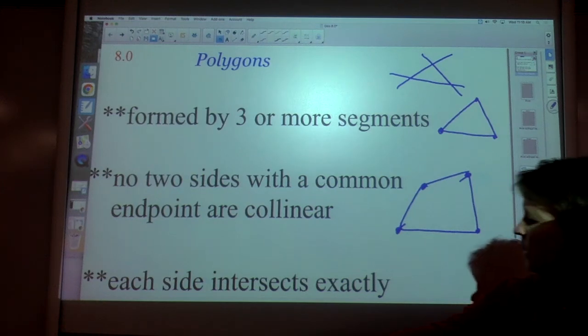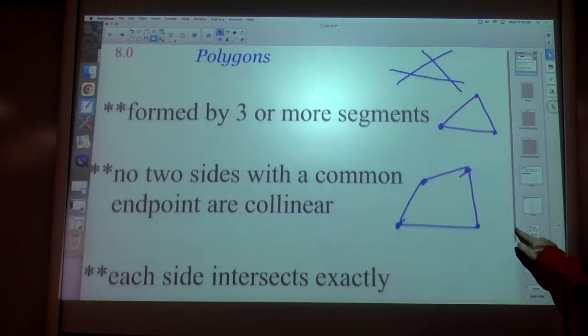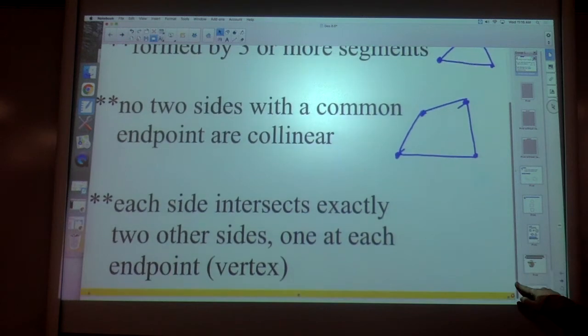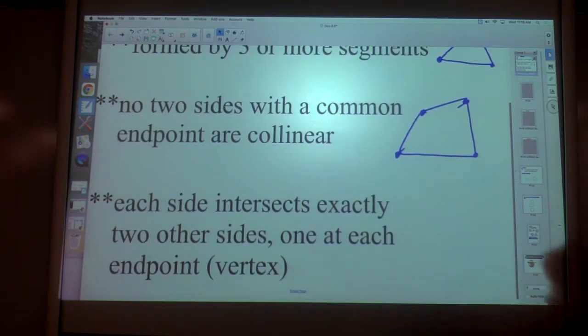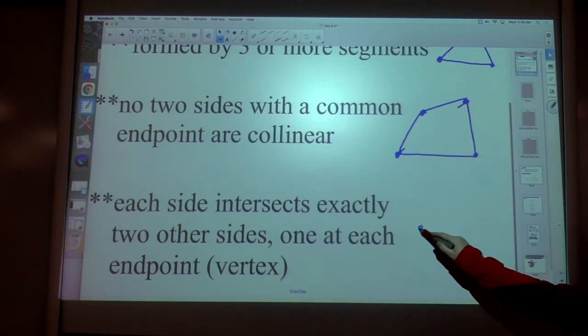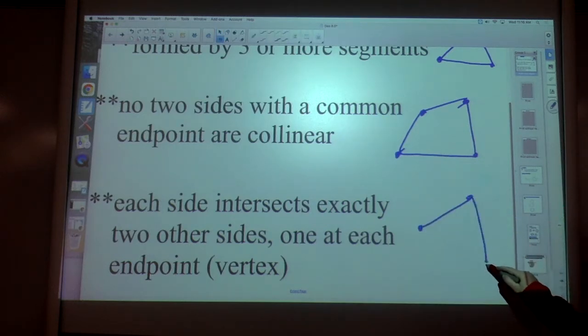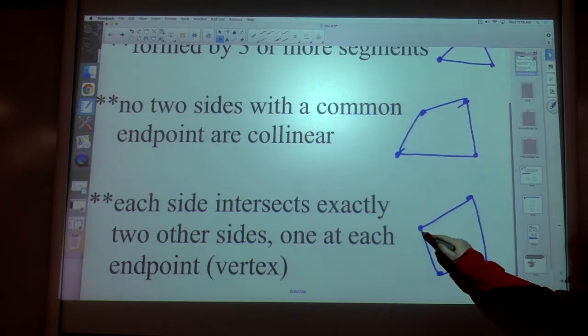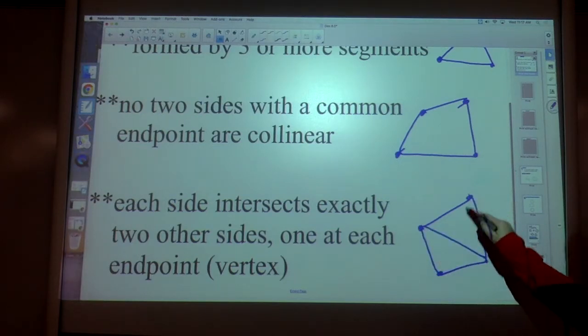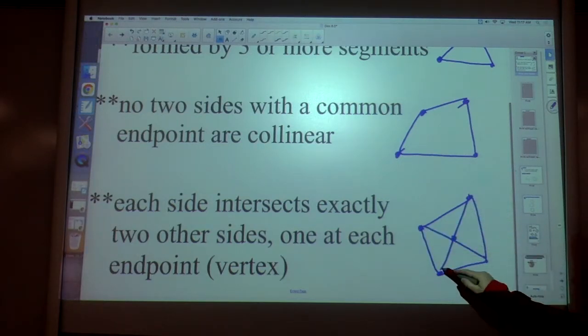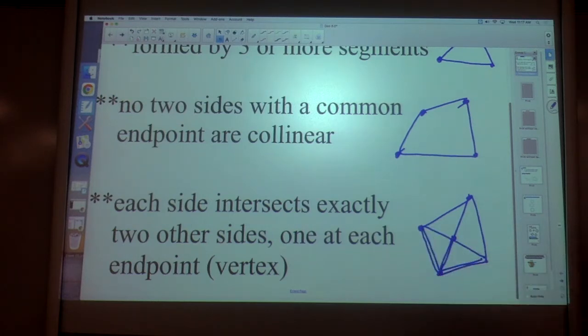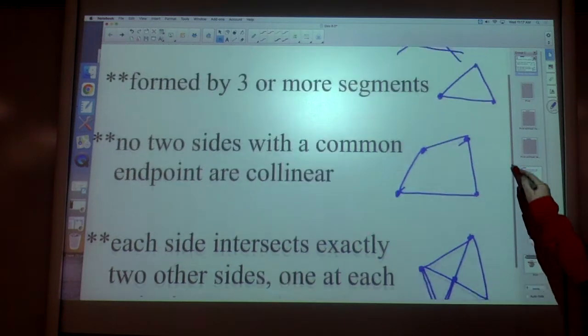And then the third one, each side intersects exactly 2 other sides, one at each endpoint. Each side intersects exactly 2 other sides. So we're not going to have any polygons that look like this and say, all right, this side intersects 1, 2, 3 different sides. It can only intersect 2 different sides, one at each endpoint. And I'll go back up to this.